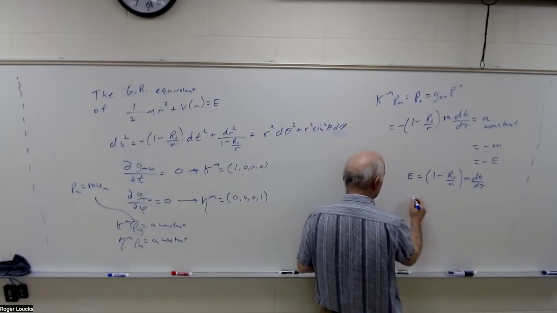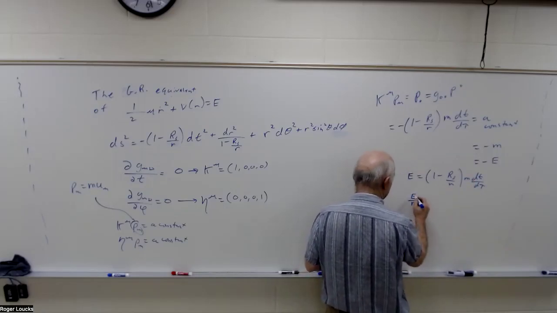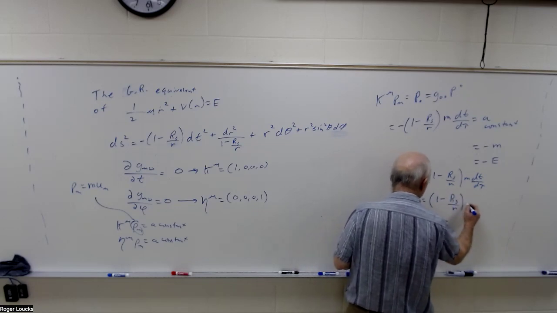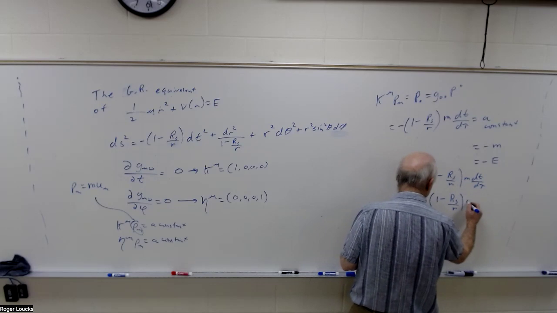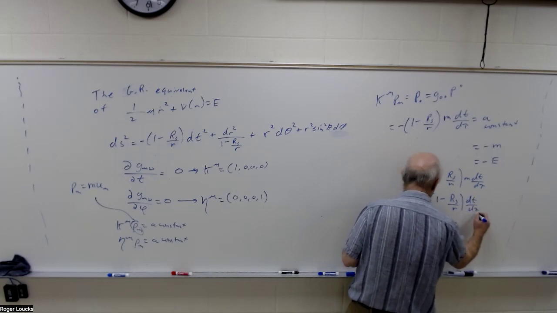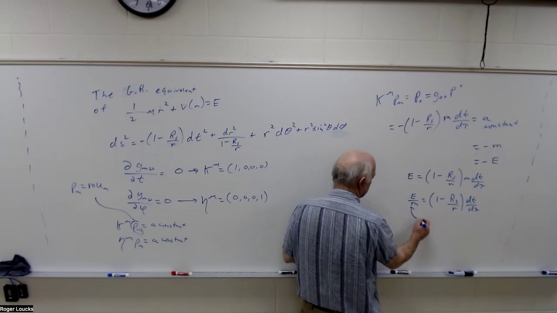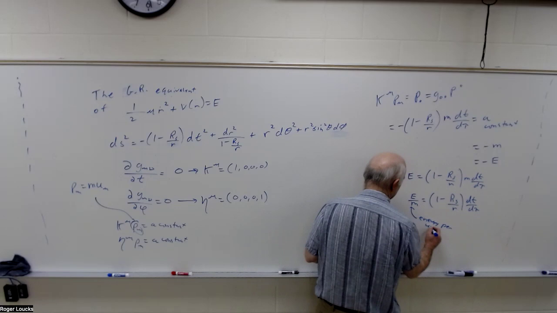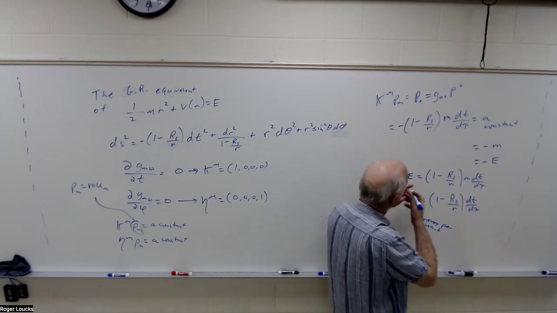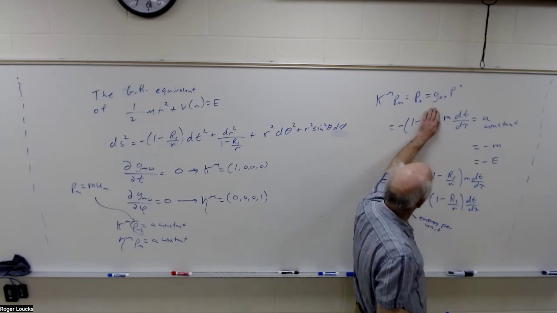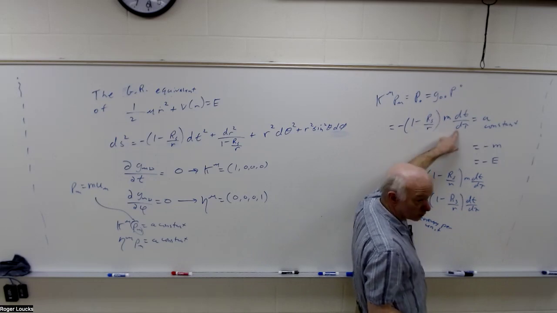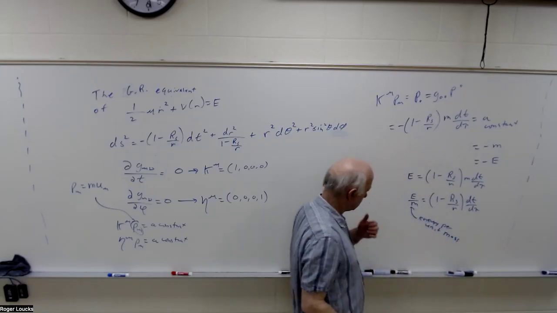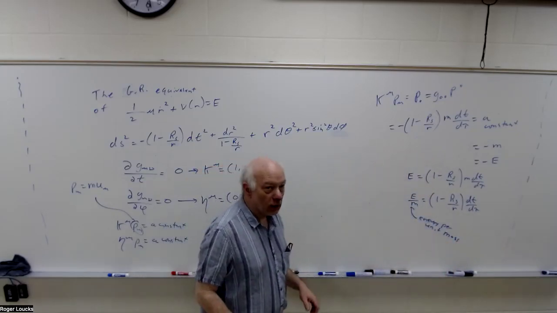E is 1 minus Rs over r, m dt d tau. I'm going to take over my little m here and write this as E over m equals 1 minus Rs over r, dt d tau. So this is an energy per unit mass. Did we show that it has to be negative E for negative m? If r becomes large, the minus goes out, and this goes to 1. This is energy per unit mass. So that's our one little thing here.